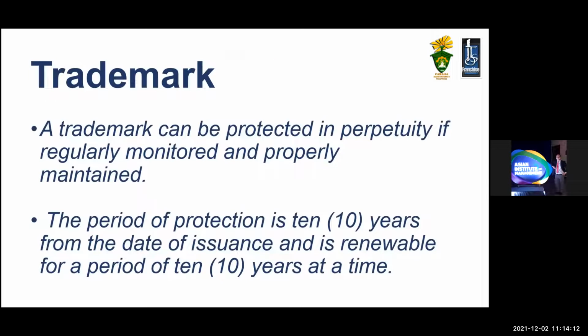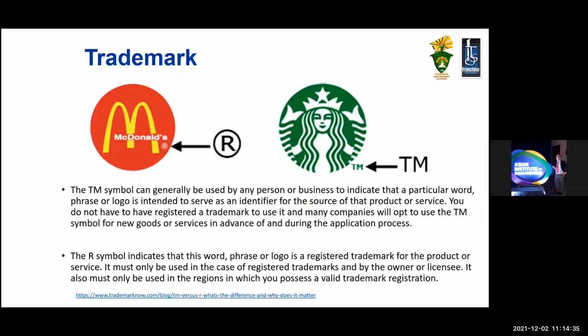A trademark can be protected in perpetuity or forevermore, if regularly monitored and properly maintained. So if there is a forevermore, it is the trademark. The period of protection is 10 years from the date of issuance and is renewable for a period of 10 years at a time. Okay? So, you'll see here a Macdo with letter R also, and then TM also.